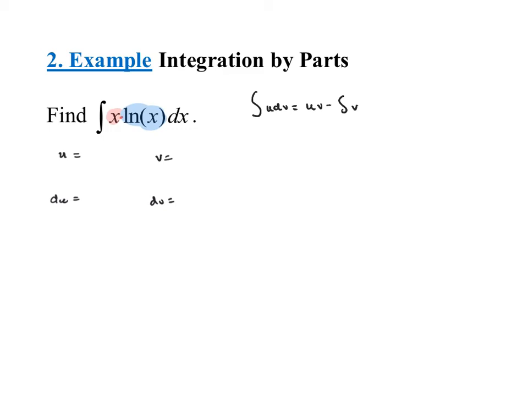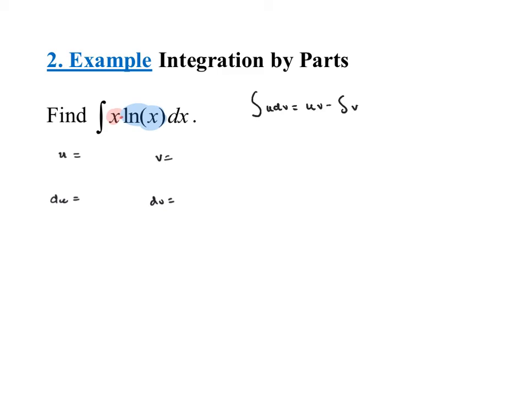Taking the derivative of x, very, very easy. We know the derivative of x is 1. But what's the integral of the natural log of x? We have no rules for that. We have nothing to help us integrate the natural log of x. So when it says make dv the most complicated, what it means is make dv the most complicated that you know you can integrate. I can't integrate natural log of x.